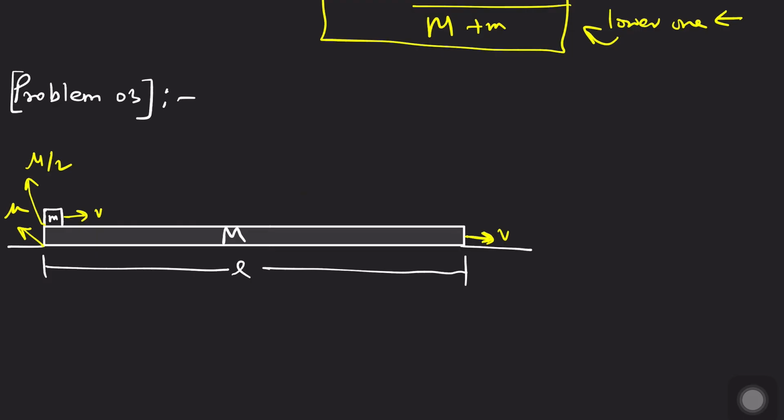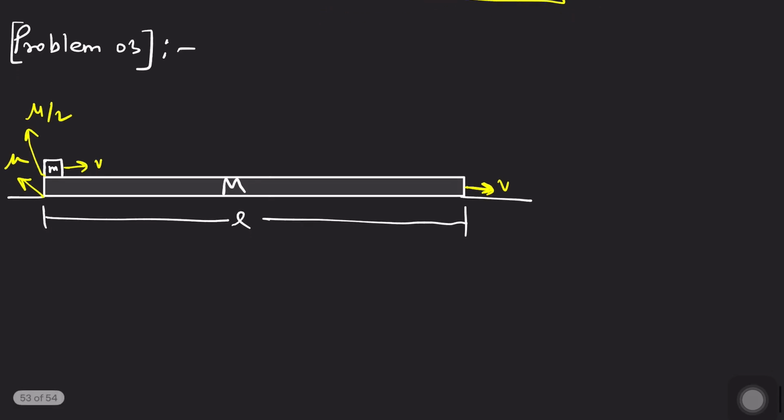So let's first understand the fundamentals of what is going to happen here, and then we will solve the problem. If I make this bigger plank like this, just for this analysis, you see it is having a velocity of v.